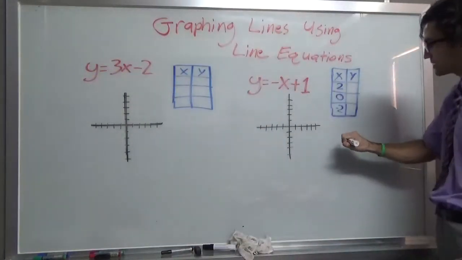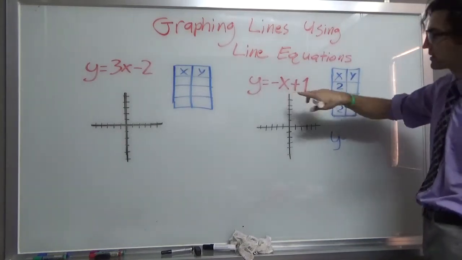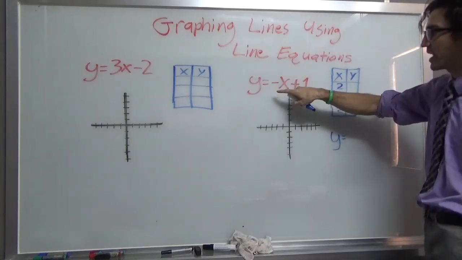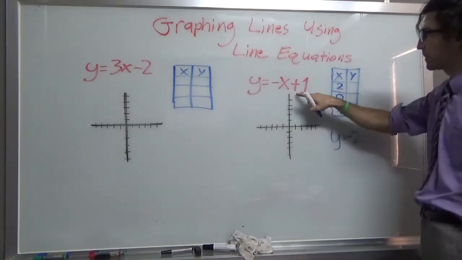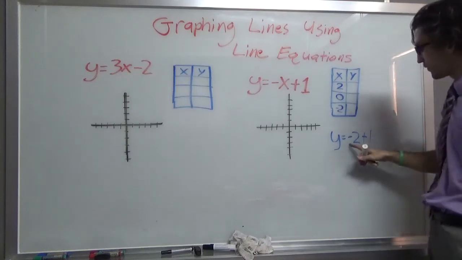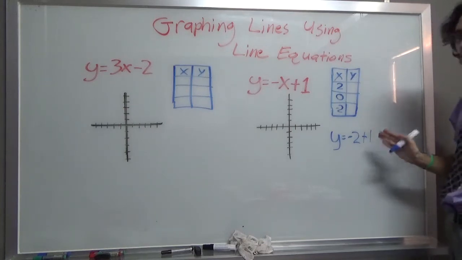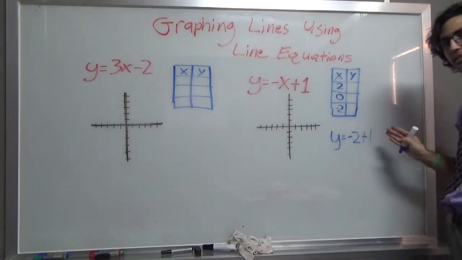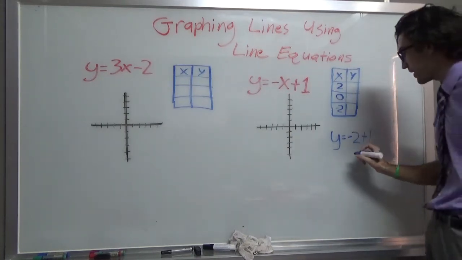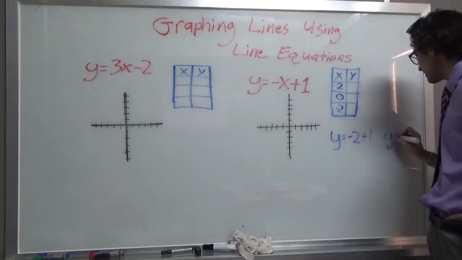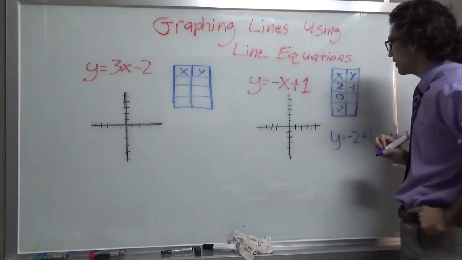So, y is equal to, rather than writing x, since it is negative x, I'm going to say negative 2 for this one: negative 2 plus 1. Well, if we just solve it now, we have negative 2 plus 1. If I have a negative plus a positive, that means it becomes less negative. It moves more in the positive direction. So that will give us y is equal to negative 1.